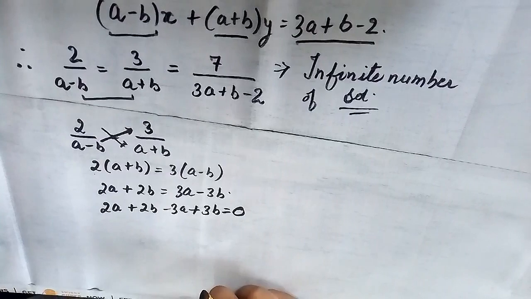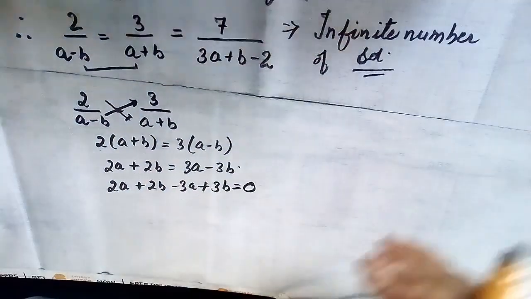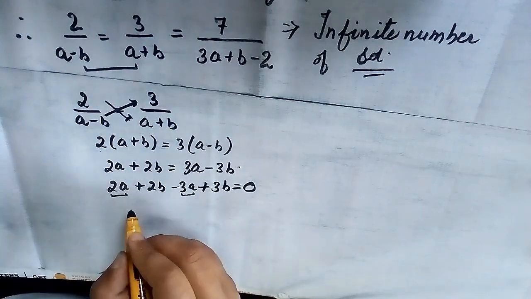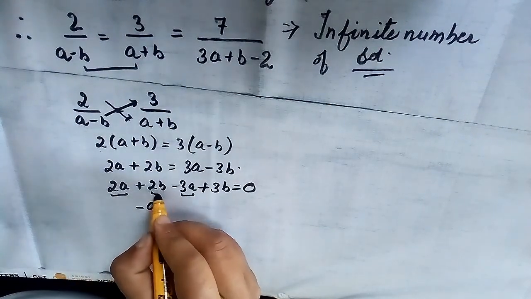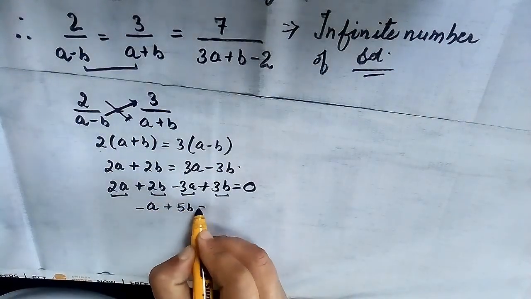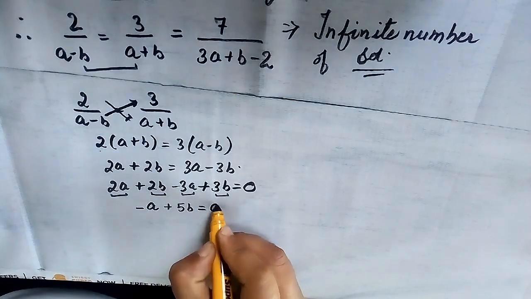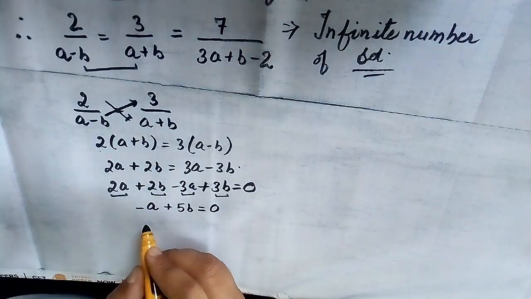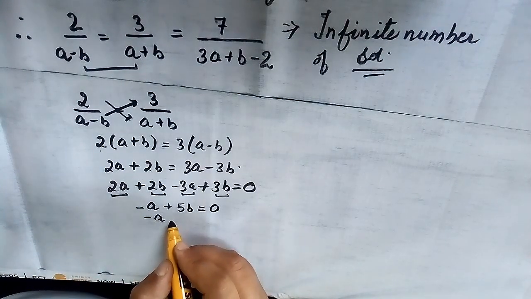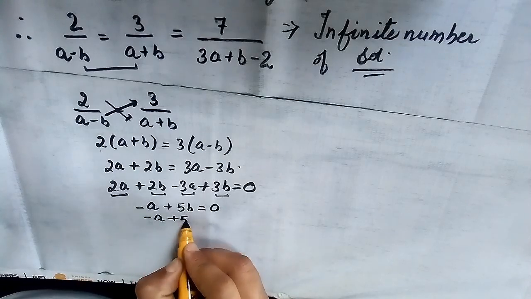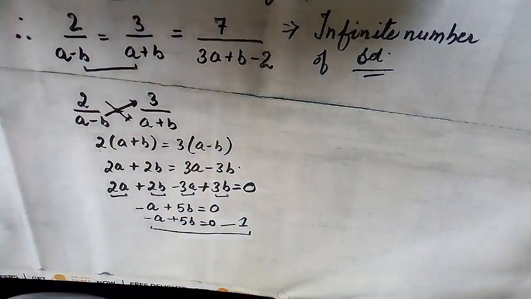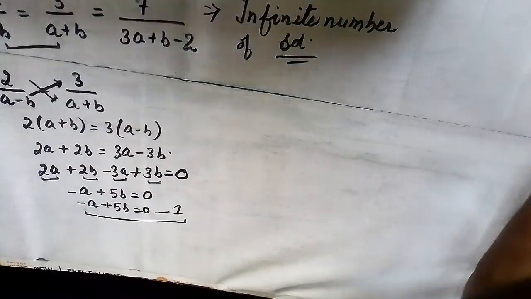And simplify them. 2a minus 3a will be minus a, and 2b plus 3b will be 5b equals 0. So from here you are getting the first equation in two variables to find out the value of a and b, and the equation is minus a plus 5b equals 0.